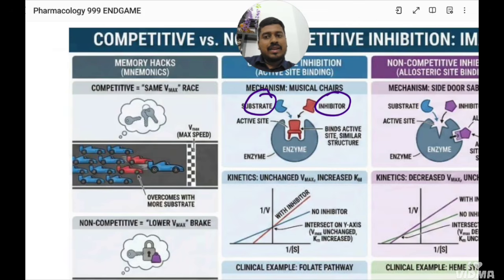So it is similar in structure and similar in composition to the substrate, these inhibitors. Since these have a structure similar to the car, their speed will remain the same, as simple as that. So in competitive inhibition, the structure of the enzyme's substrate and the inhibitor are the same. If the car is of the same model, the same type, the speed should remain the same, the maximum speed.